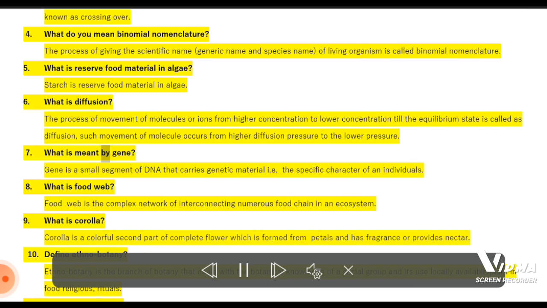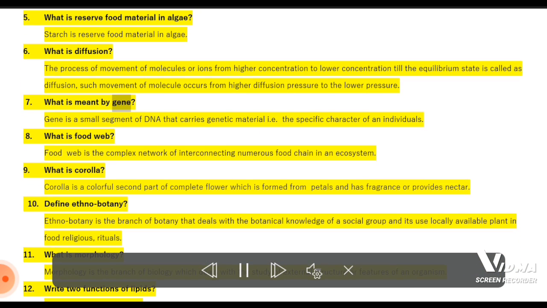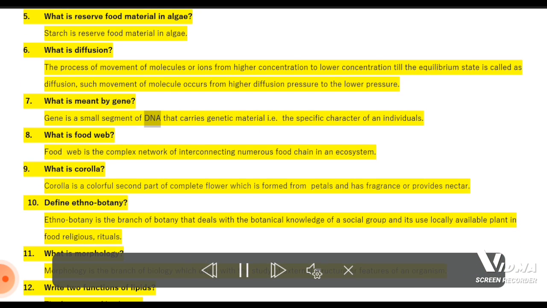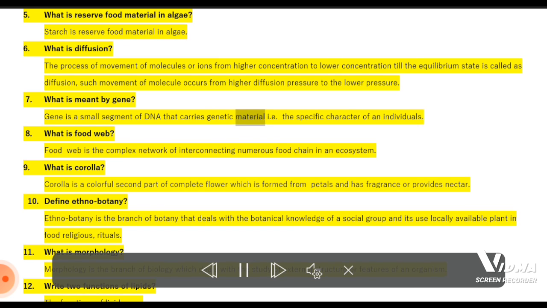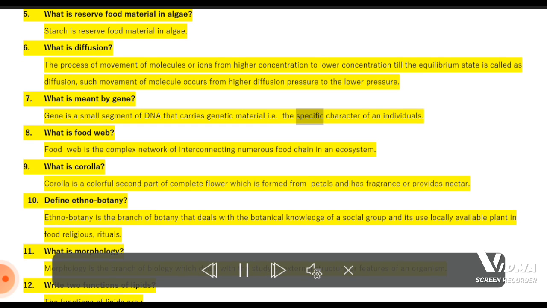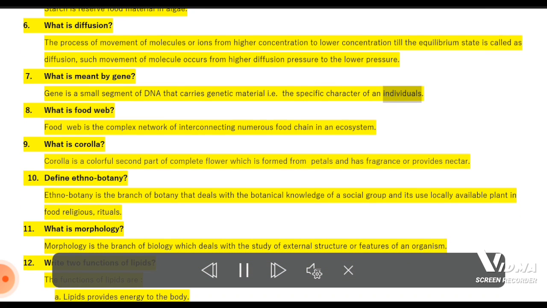7. What is meant by gene? Gene is a small segment of DNA that carries genetic material, i.e., the specific character of an individual. 8. What is food web? Food web is the complex network of interconnecting numerous food chains in an ecosystem.